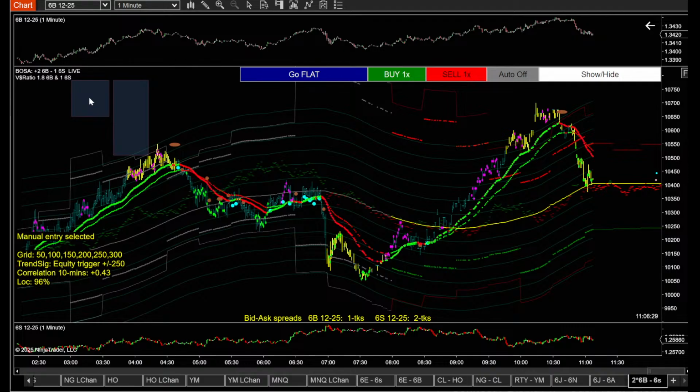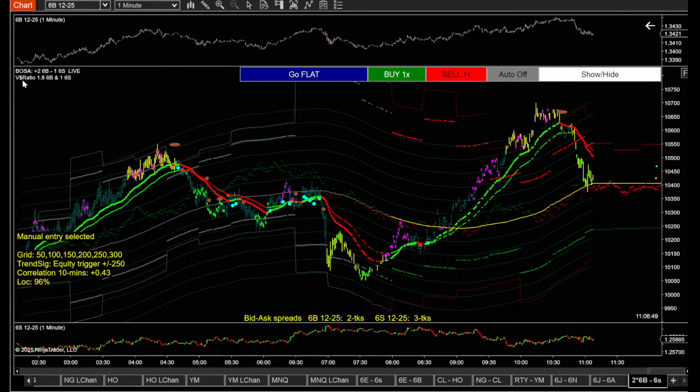So why would we want to trade one 6B against one 6S? You don't want to do that. So we're going to do 2 6B against 1 6S, and that is how this spread is calculated. So BOSA gives us that information so we can adequately trade these two.